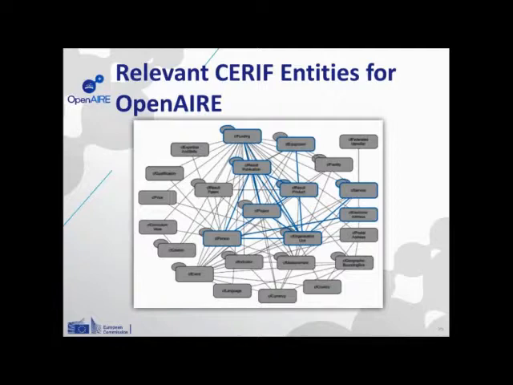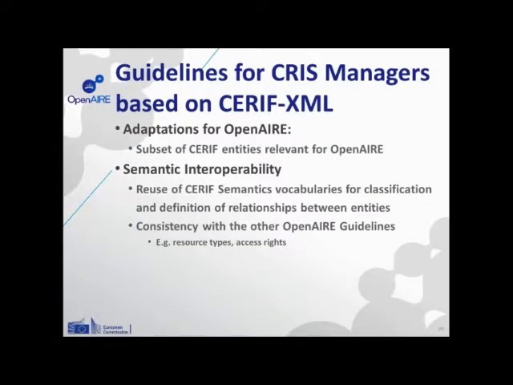However, in OpenAIRE, we don't need the whole set of CERIF entities, so only a subset is required, mainly an entity for the project, for funding, for the publication result, other kinds of results, organization unit, participated persons, service, and equipment.